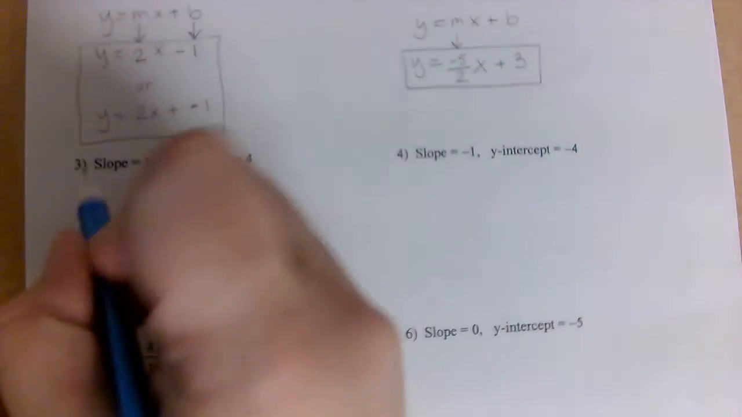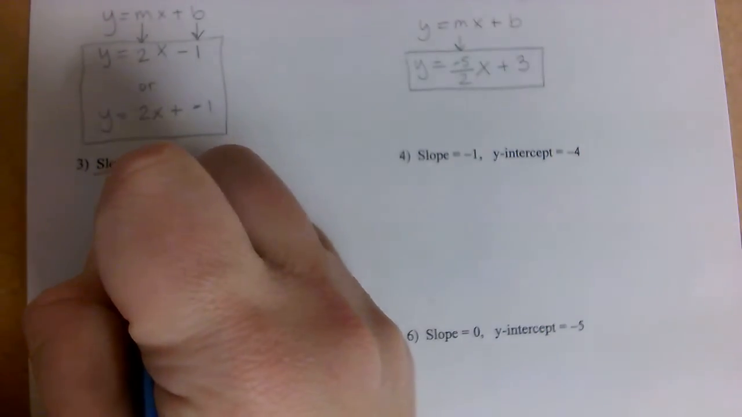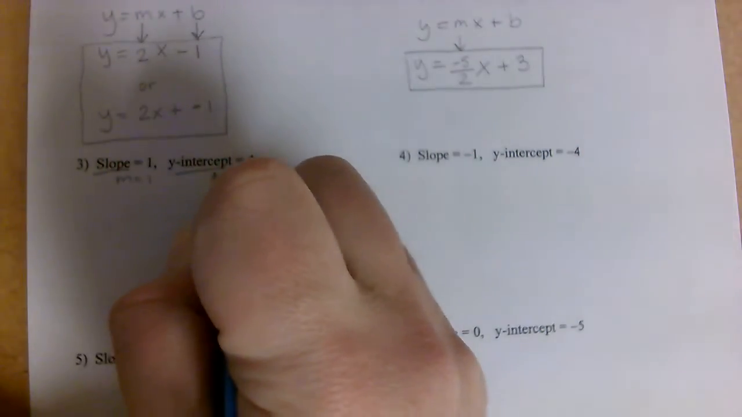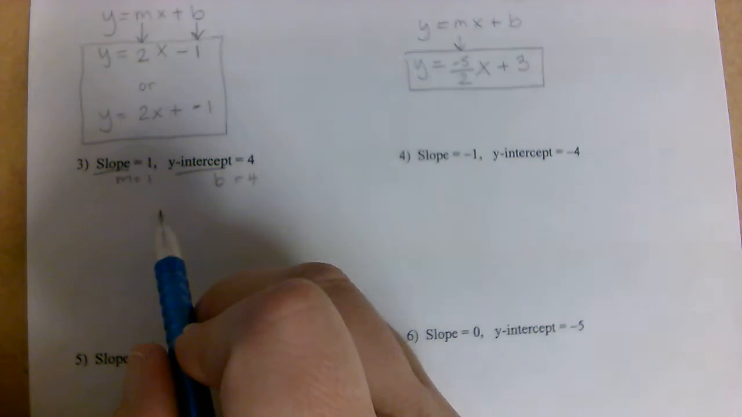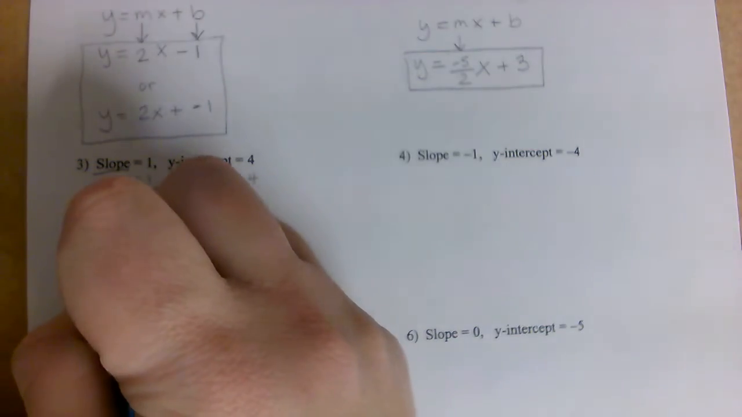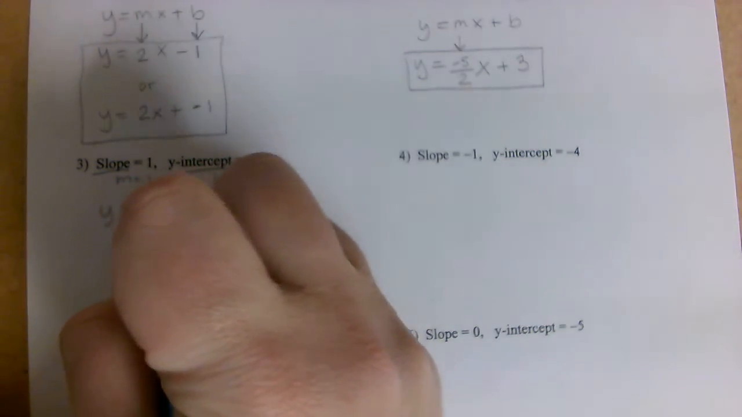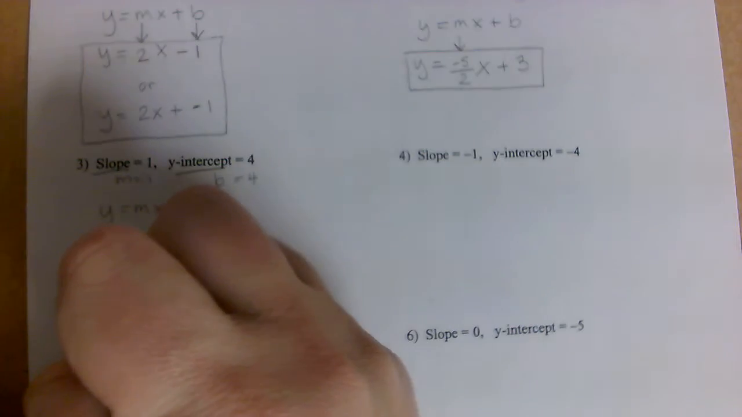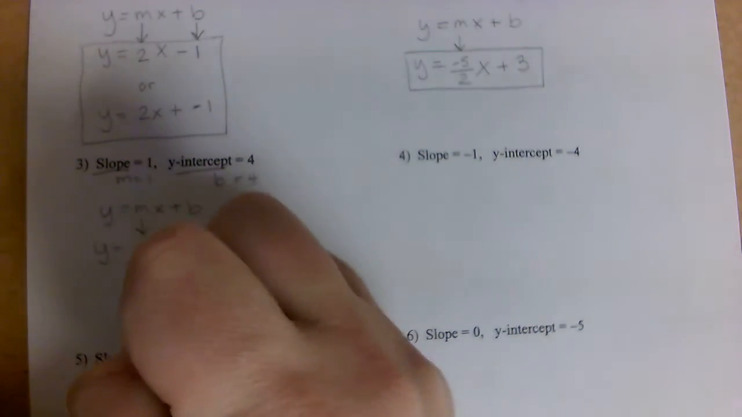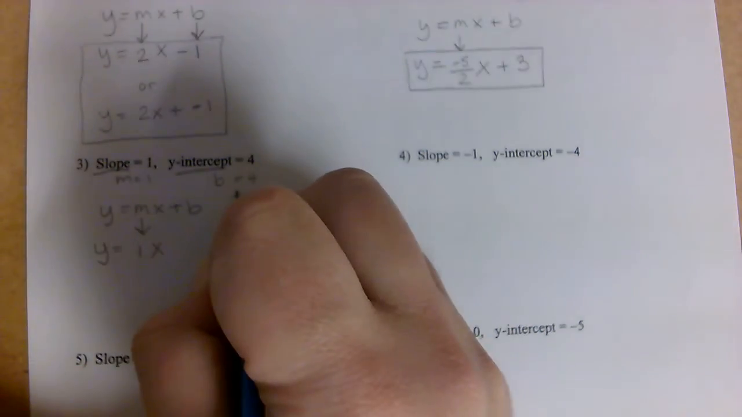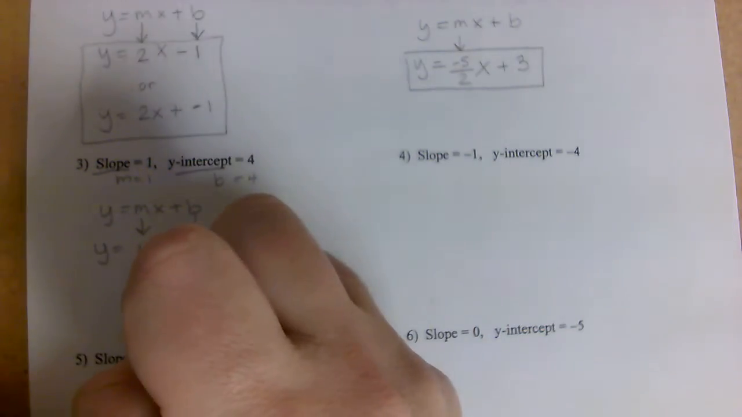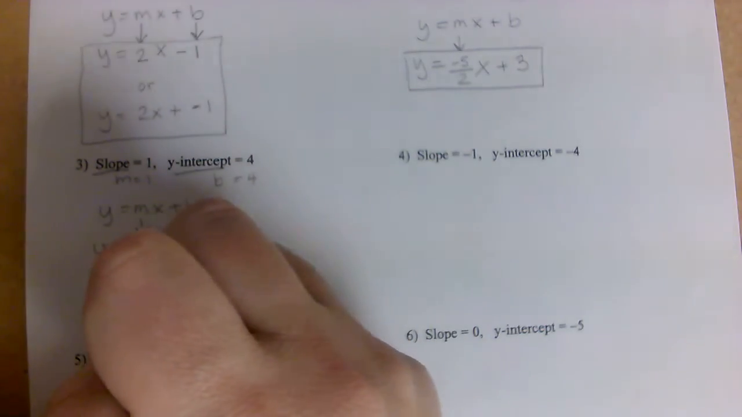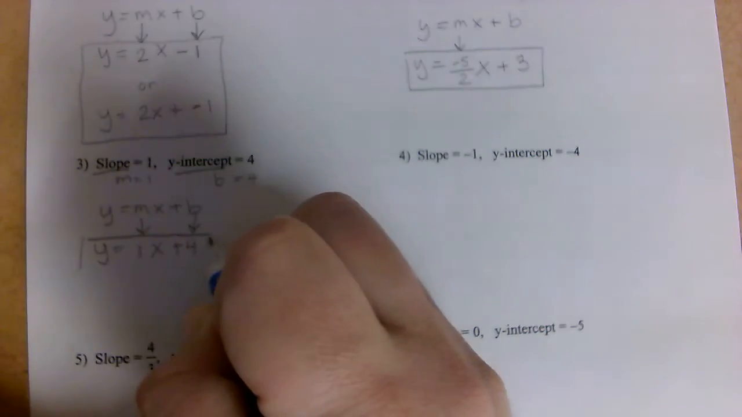Alright, so looking at the slope here, we have m equals 1, and the y-intercept here, we have b equals 4. So I'm going to go ahead and fill them into my equation. It's going to be y equals mx plus b. So it starts with a y equals. My m is 1, so I'm going to put a 1 in front of the x. My b is +4, so I'm going to put a +4. So my equation is y equals 1x plus 4.